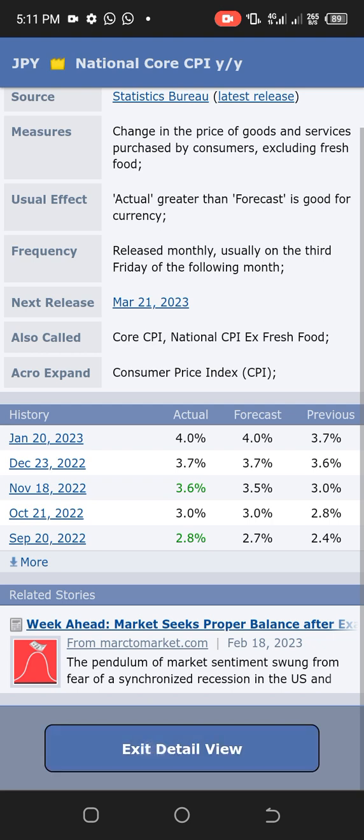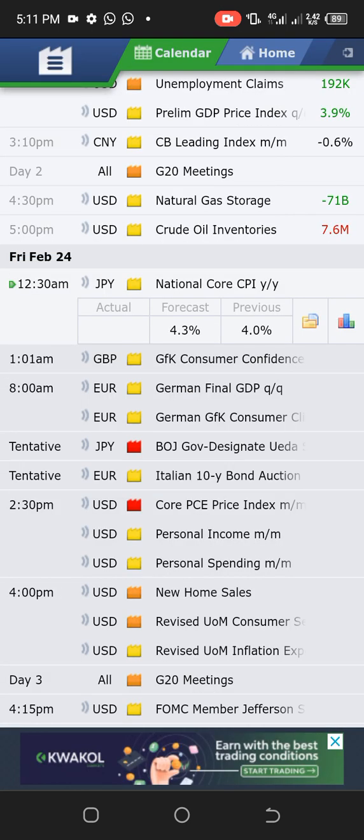So what it simply means is, at that particular time, if the news is out and the actual is greater than the forecasted data, go ahead and buy JPY. And if the actual is less than the forecasted data, what does it mean? Go ahead and sell off that particular currency at that particular time. So that's what actual greater than forecast simply means.